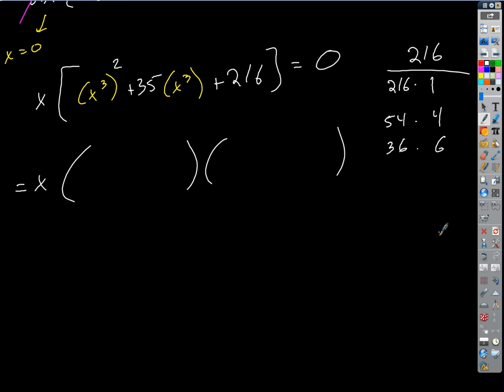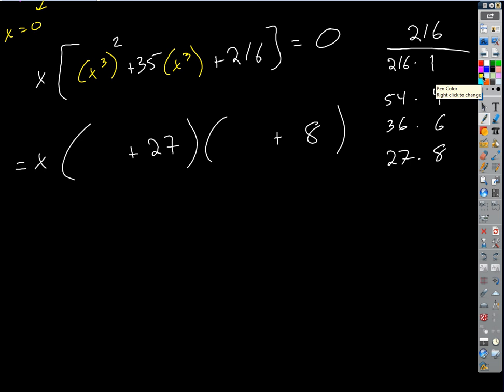Not quite. 7 won't work. Maybe like 8. How about 8? 8 goes into that. 2 times 2 and 27. There you go. 27 and 8, right? Our magic numbers. Okay, so we know we've got a plus 27 and a plus 8 there, right?